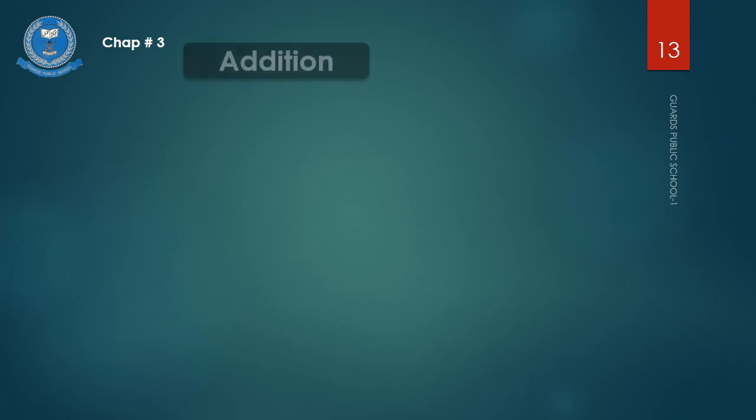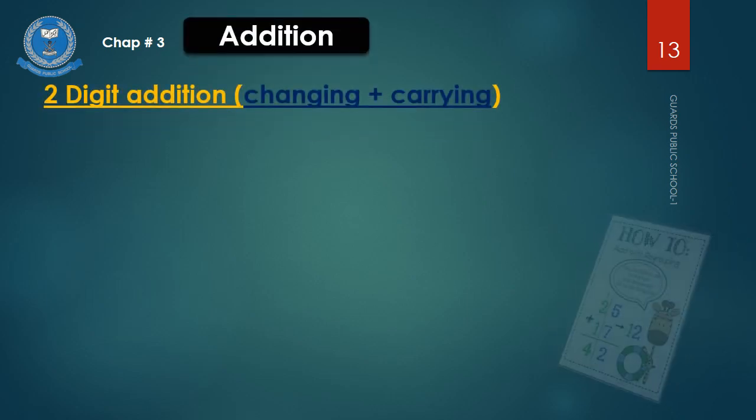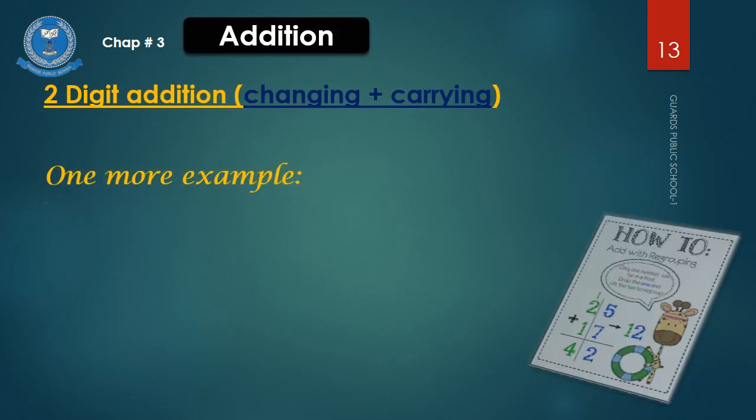Let's solve another example. Let's add the units first. 7 plus 7 is equal to 14, and 14 equals 1 ten and 4 units. So I will write 4 in the units column and carry 1 forward to the tens column.